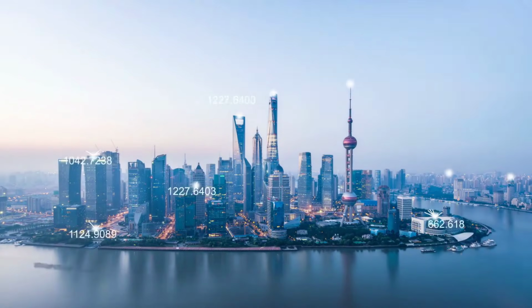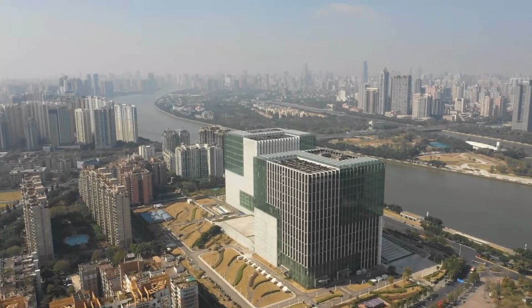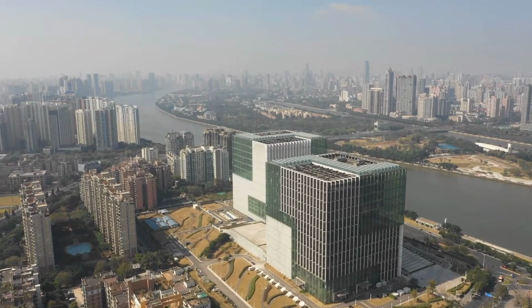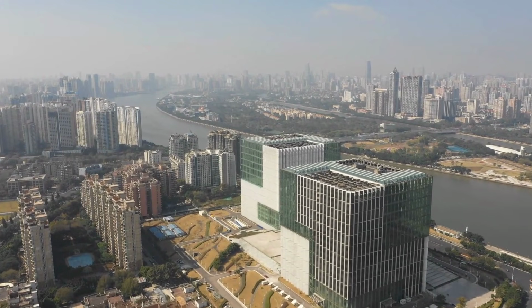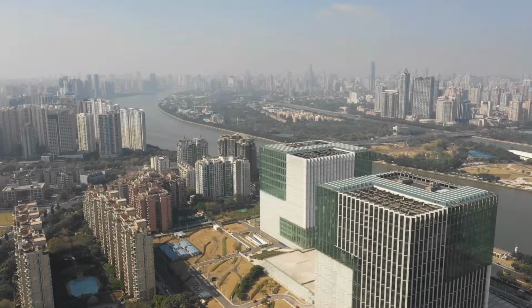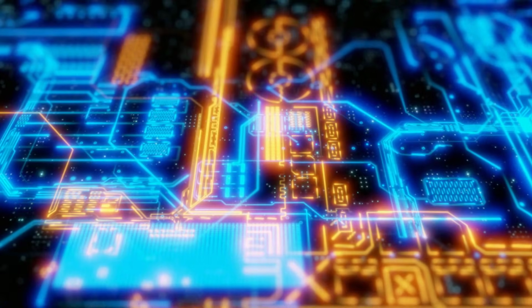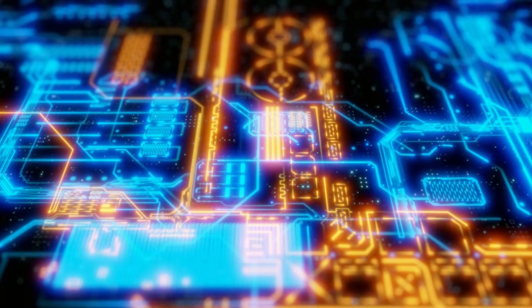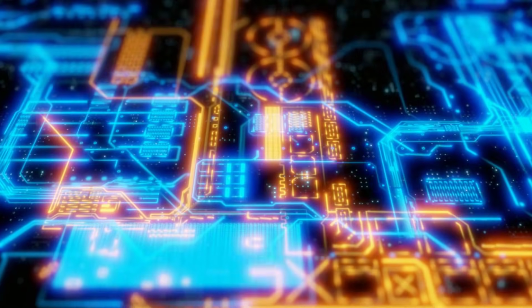There's also a geopolitical dimension here. This work places China among the leading contributors to next-generation non-von Neumann computing research, alongside major efforts in the US and Europe. It's a signal that innovation in AI hardware isn't confined to Silicon Valley.